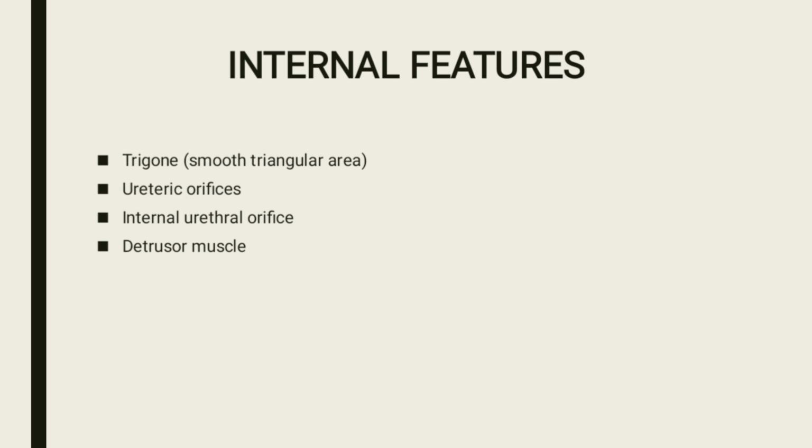Then we will study the internal features of the urinary bladder. On opening the bladder, the most important feature is the trigone, which is a smooth triangular area at the base bounded by the two ureteric orifices and the internal urethral orifice. The rest of the mucosa is folded except when the bladder is distended. The muscular layer, which is called the detrusor muscle, plays a key role in micturition.